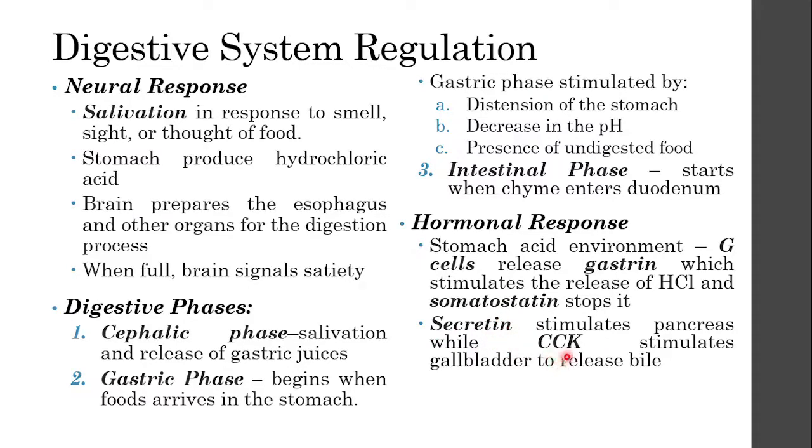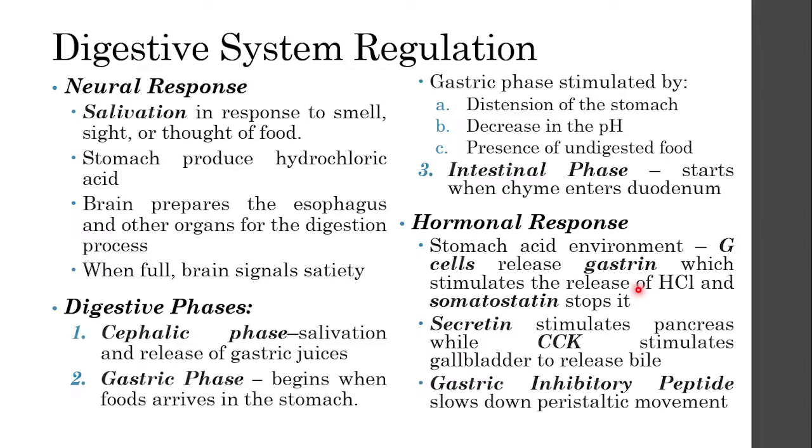And then you have CCK, which stimulates the gallbladder to release bile, because bile is released on your food when the food enters your duodenum. So these are all hormonal. And then lastly, we have the gastric inhibitory peptide, which slows down the peristaltic movement of your stomach and your intestine. You need this specifically for peptides, for proteins, because it takes a lot of time to break down proteins. So you have to slow down the movement of the peristalsis.